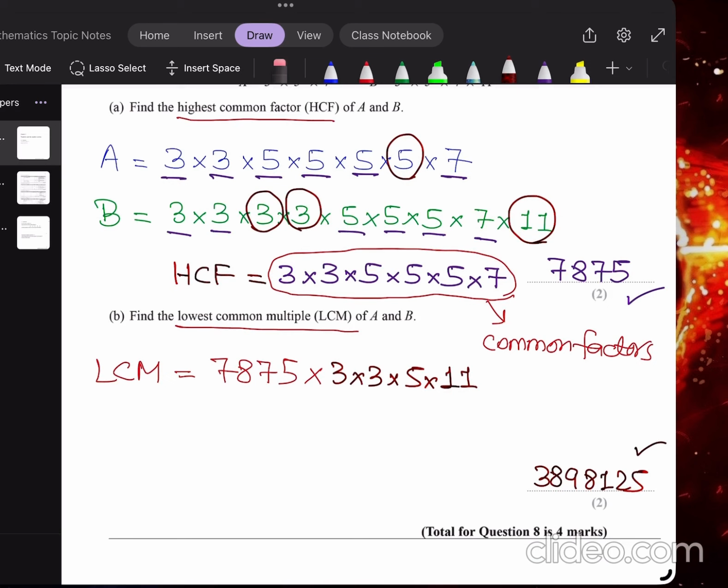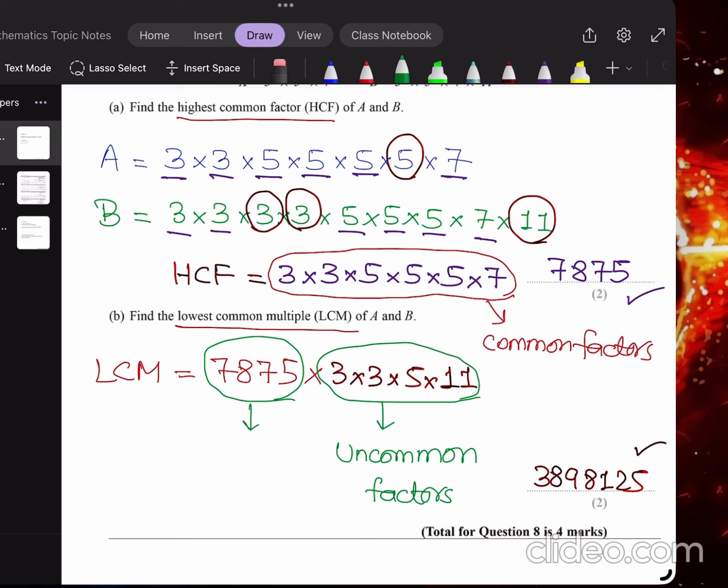For your convenience, you can highlight this: initially for HCF we used the common factors, but in LCM we took the product of common and uncommon factors. And these were the common factors. Just for your understanding. That's it. I hope the concept is clear.